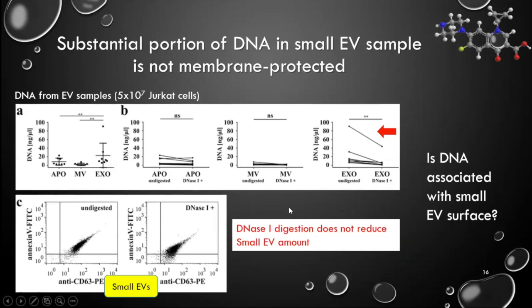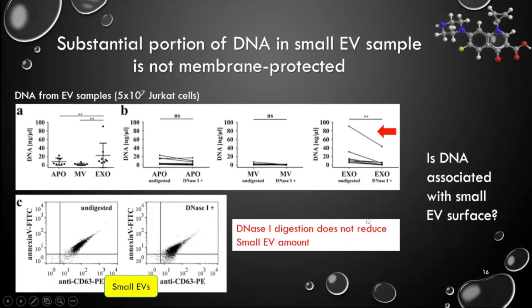The authors isolated DNA from the large, medium, and small EV populations. And with the usage of DNase 1 digestion, they were able to observe a significant decrease in the DNA amount in the small vesicular sample. And to confirm that the DNase treatment didn't affect the amount of the small vesicles, they stained the vesicles with annexin 5 and CD63. There was no change in the positive population.